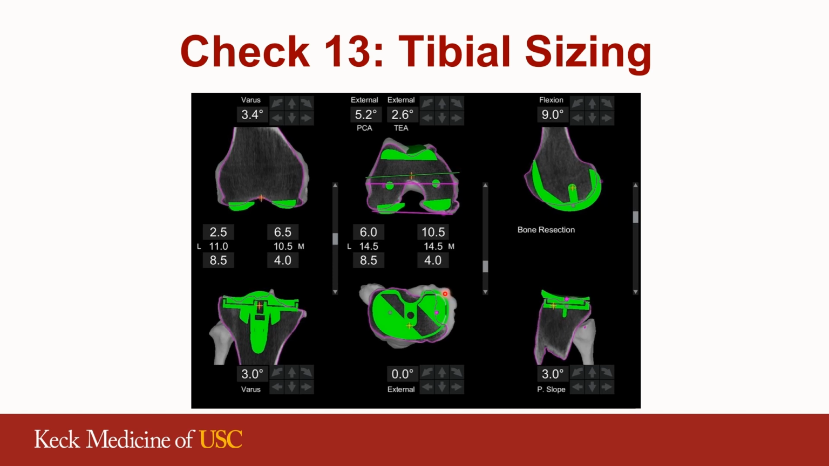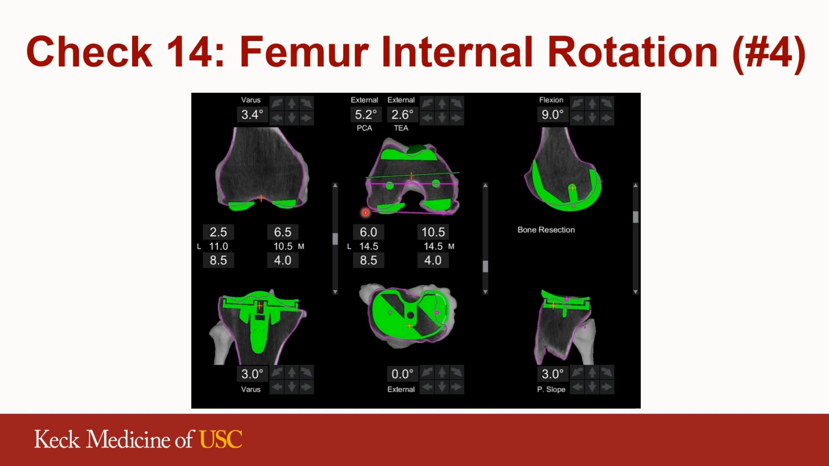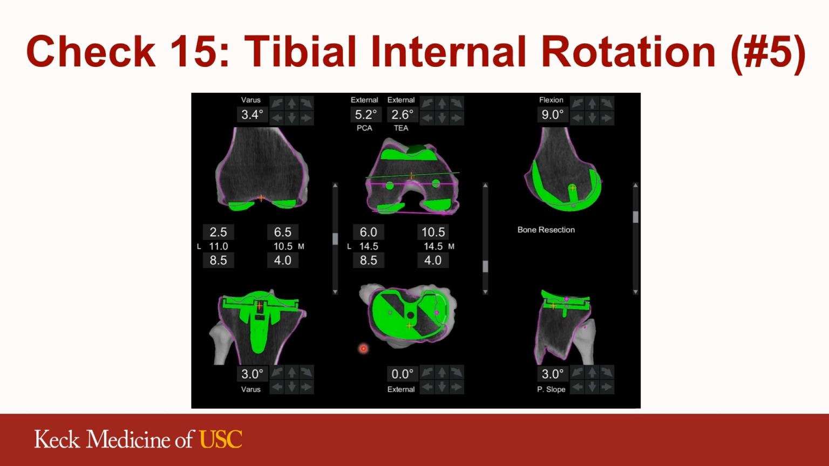We'll then switch to the tibial axial image and make sure that we have the appropriate sizing with circumferential coverage for our tibial base plate. Then we're looking at rotation of the femur and making sure that we're not internally rotated. 15 on the tibial axial image is making sure that we're in neutral alignment and not internally rotated.